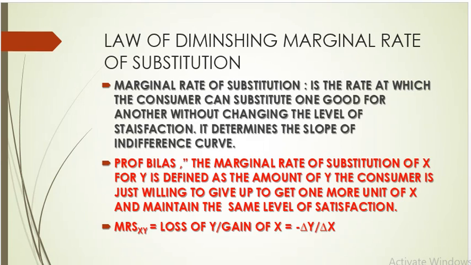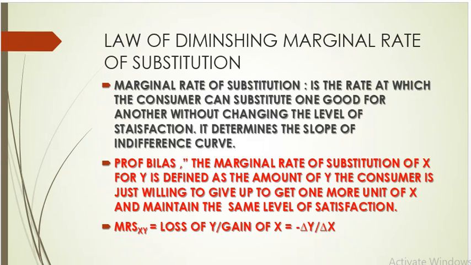So what is the law of diminishing marginal rate of substitution? Marginal rate of substitution is the rate at which the consumer can substitute one good for another without changing the level of satisfaction. If we want to have more X, then we have to sacrifice some units of Y if we want to remain on the same indifference curve, the same level of satisfaction. And it also determines the slope of the indifference curve. The marginal rate of substitution of X for Y is defined as the amount of Y the consumer is just willing to give up to get one more unit of X and maintain the same level of satisfaction.